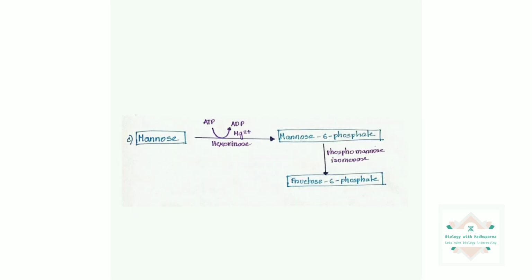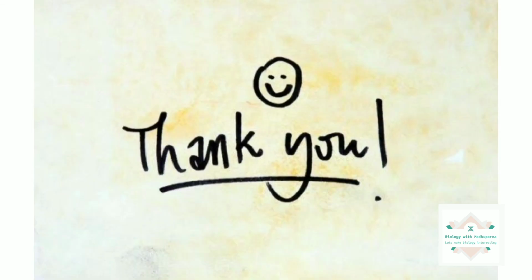And our last monosaccharide is mannose. Mannose will be converted into mannose 6-phosphate with the help of the enzyme hexokinase, the same as the first enzyme of the glycolytic pathway. So hexokinase here will also consume an ATP and produce mannose 6-phosphate. This mannose 6-phosphate will be further converted into fructose 6-phosphate with the help of the enzyme phosphomannose isomerase. So it will directly enter the glycolytic pathway. This was the feeder pathway of glucose.